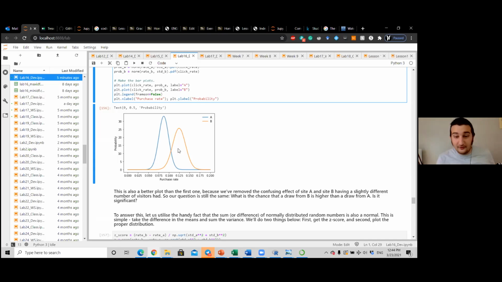I have a question. Go ahead. What does purchase rate mean here? Purchase rate is, out of, for example, 1,000 people or 100 people, how many of them are going to make a purchase? And probability is the chances of them making a purchase.